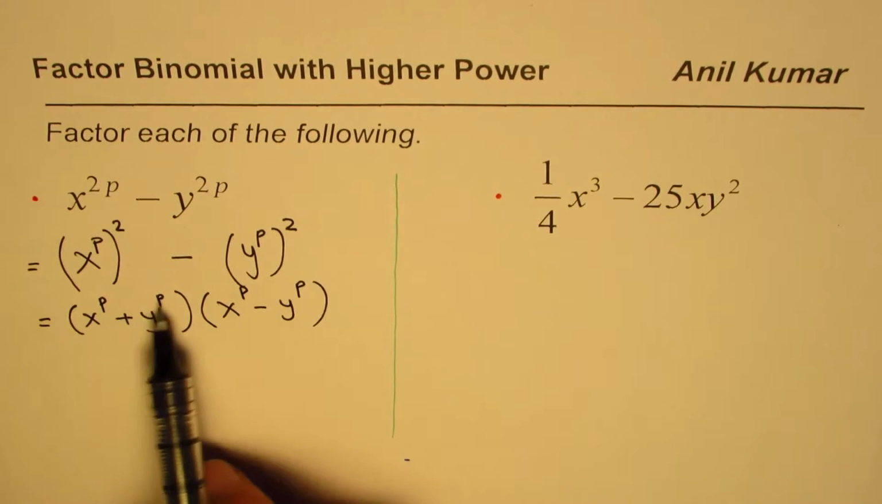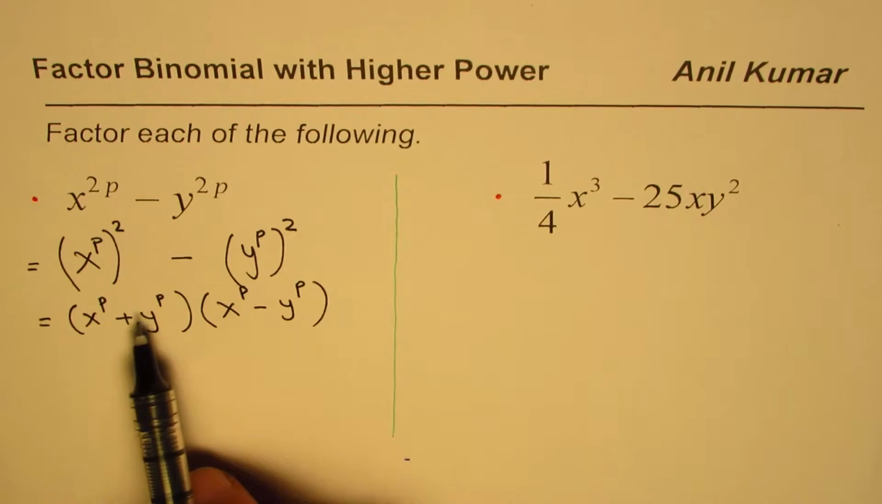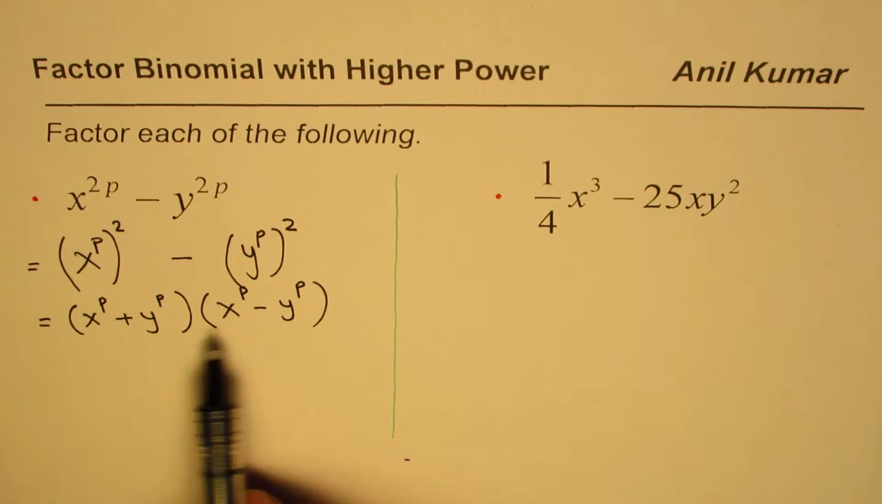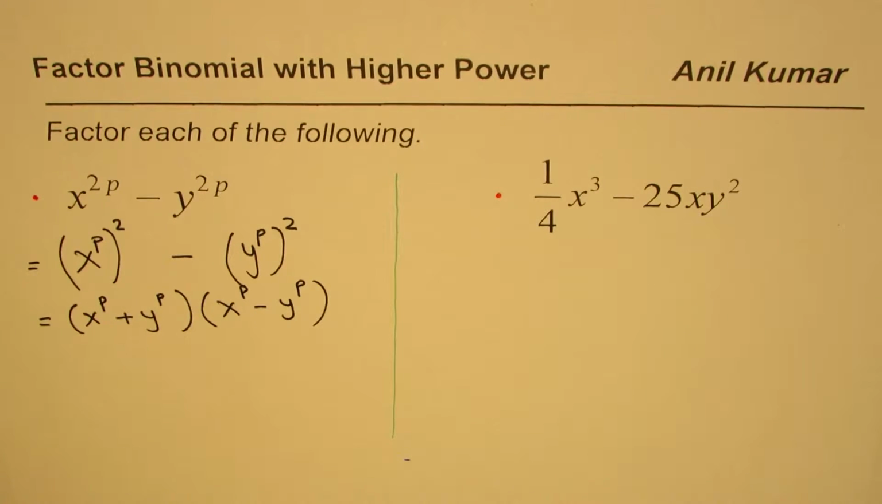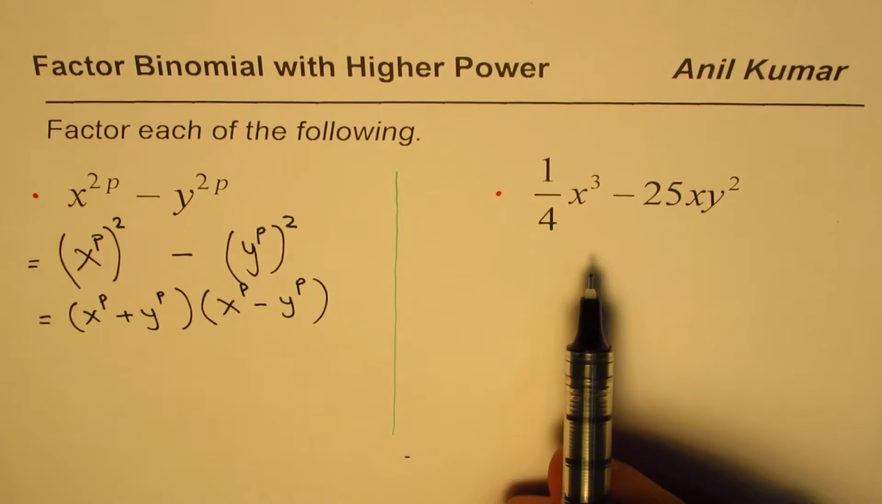Now sometimes you may have p as 3, 6, something like that. In that case, we could have factored it further. But at present, that becomes our final answer. Okay, now let's look into the next one.